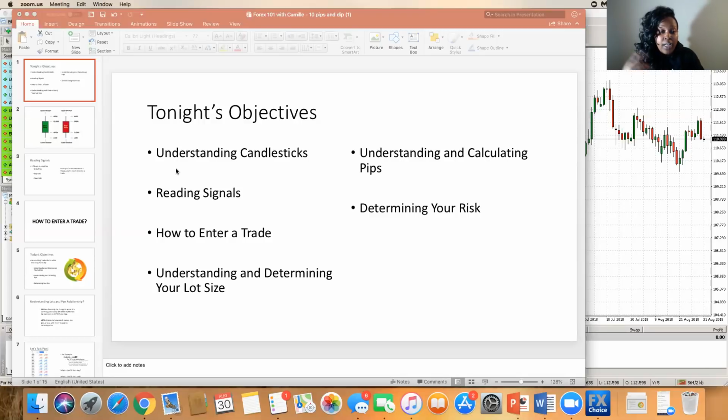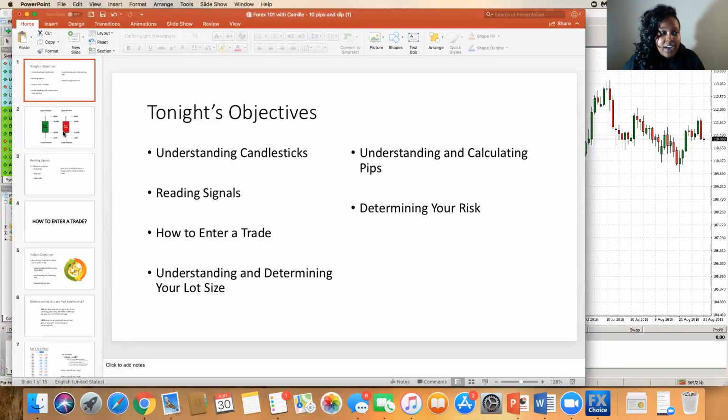And a month and a half ago, I did some training on understanding your lot size, calculating pips, and determining your risk. We're going to go over that again, because there are a lot of new people on here that weren't on here or even in iMarkets Live two months ago. So we'll go ahead and get ready to jump in.